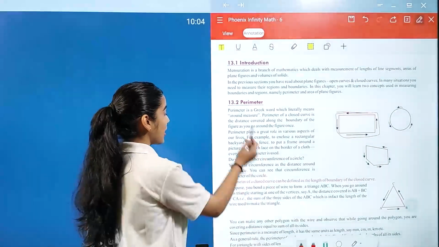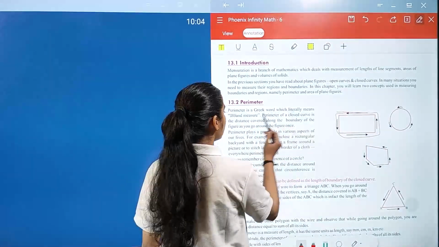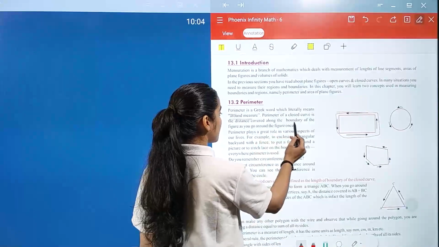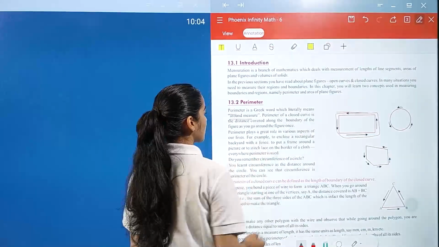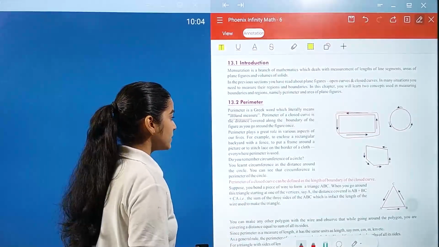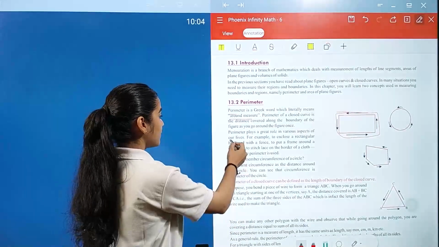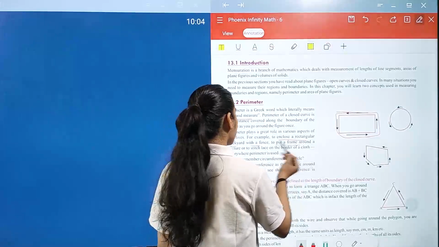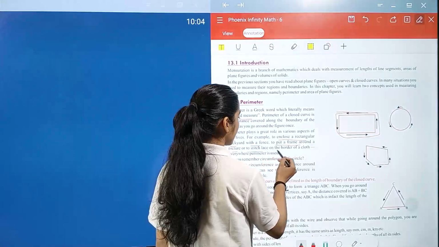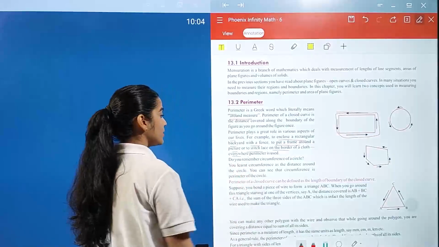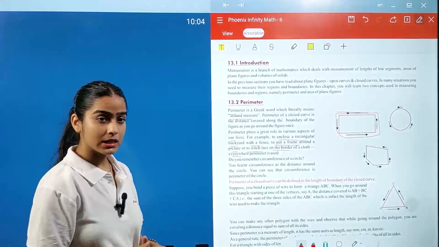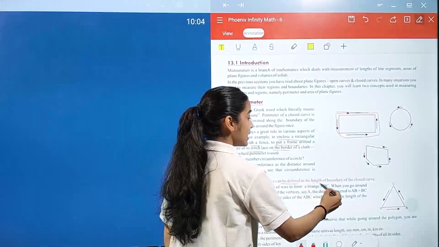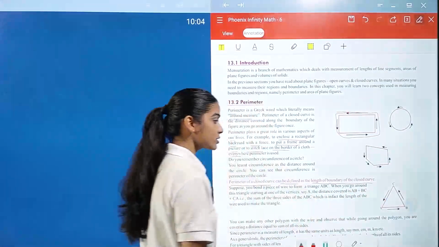So let's get started. Perimeter is a Greek word which literally means around measure. The perimeter of a closed curve is the distance covered along the boundary of the figure as you go around the figure once. Perimeter plays a great role in our lives, for example, to enclose a rectangular backyard with a fence, to put a frame around a picture, or to stitch lace on the border of cloth. Everywhere perimeter is used. So keep in mind that the perimeter of a closed curve can be defined as the length of the boundary of the closed curve.